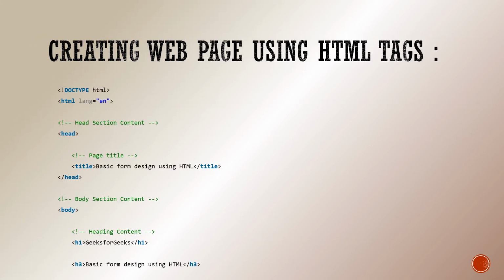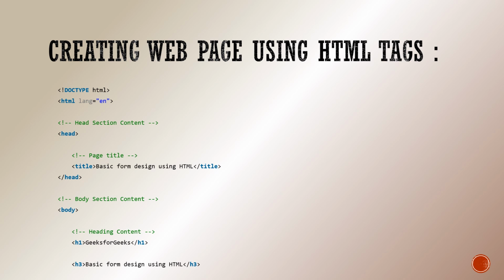Now let's see the creation of a web page using HTML tags. I'll be giving a brief look at this code, and with the output we'll be seeing it later. If you go with the first line, doctype html, every HTML code starts with this. Next we'll be continuing with the head section content. All the HTML tags will be placed between the angle brackets.